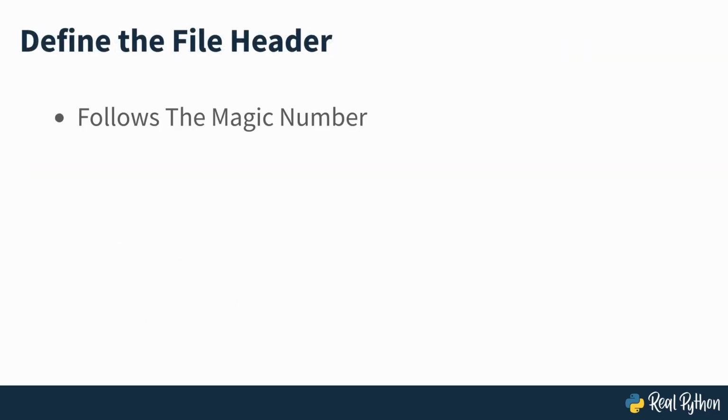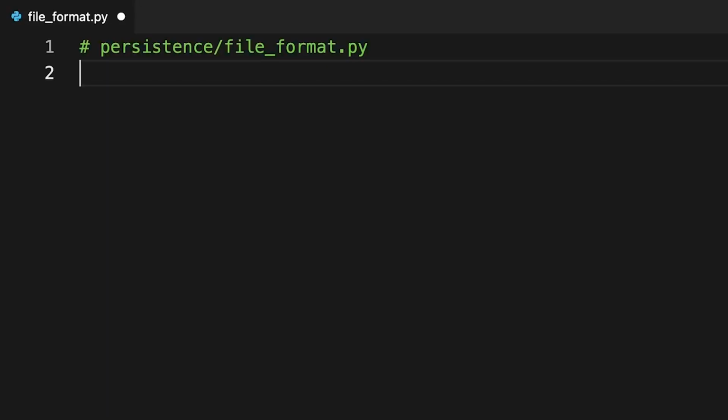Remember that the header follows the magic number, which uniquely identifies your file format. To avoid hard-coding literal numeric values, it makes sense to keep your magic number in a Python constant, which you can refer to by name. You can define the magic number as a read-only bytes object in Python by prepending the letter B to a string literal.